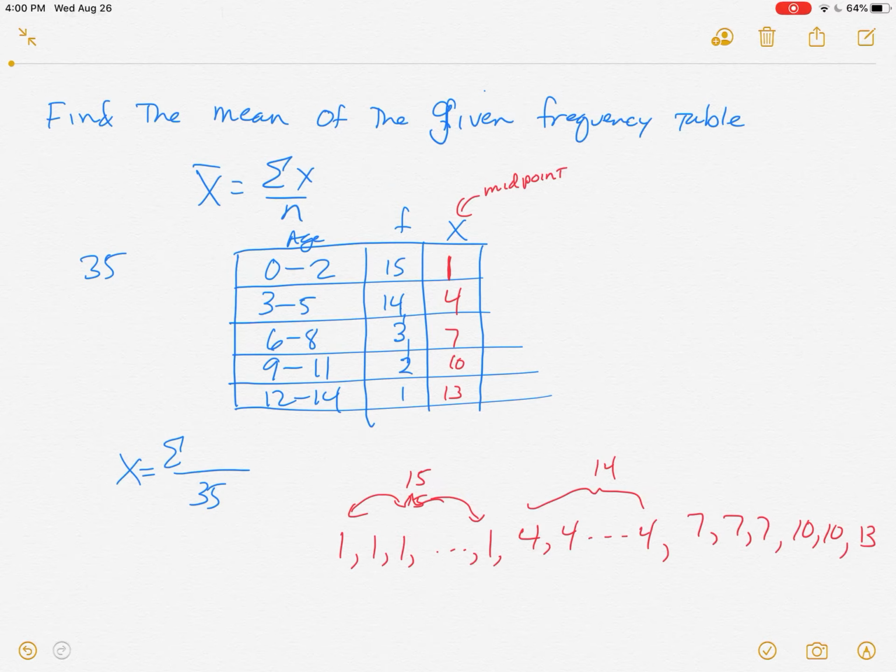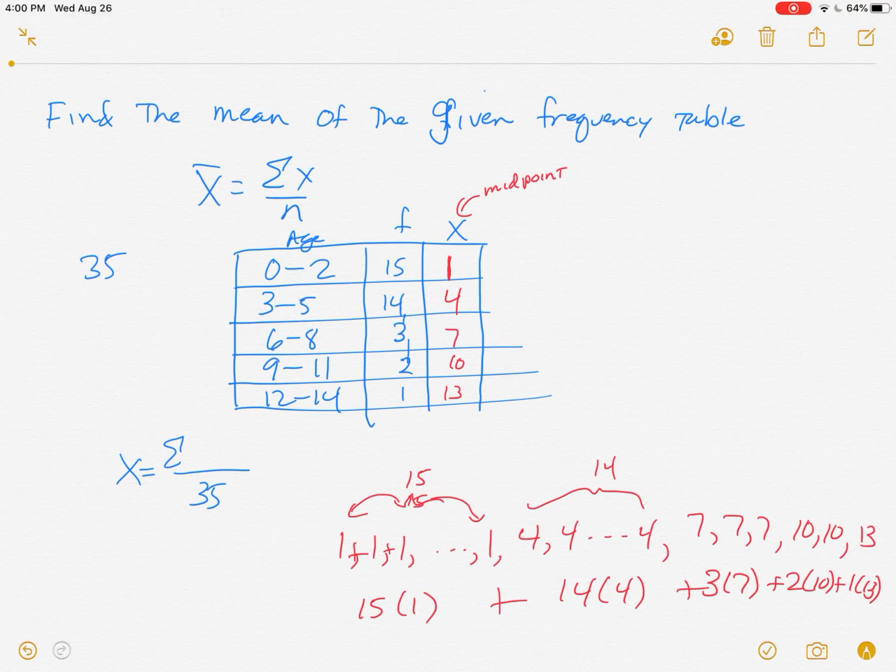And so what would we do? If we knew that this was our data set that's down here in red, I would simply add up all these things, right? I'd add the 15 ones, the 14 fours, the 3 sevens, and the 10s. And I can add 15 ones pretty quickly by taking 15 times 1. And 14 fours, 14 times 4. And 3 sevens, 3 times 7. And 2 10s, 2 times 10. And 1 13, 1 times 13. And then I would just simply add those.